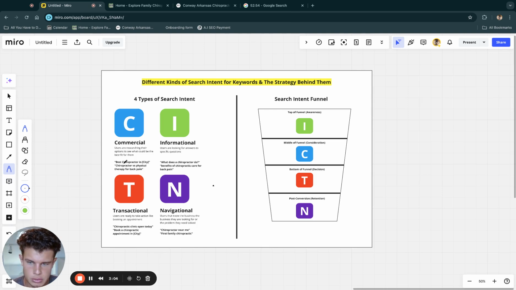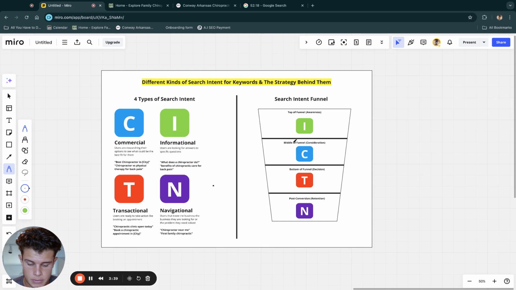So let me just show you what a typical good strategy will look like. So this is our search intent funnel or marketing funnel for our strategy. So at the top of the funnel, we're trying to build awareness. We're trying to let users know in our local area or potential patients know, hey, we're here. So that's where we'll put in informational content. What does a chiropractor do? So we'll create a blog for that. Benefits of chiropractic care for back pain. We'll create a blog for that. This is basically the stage where we build awareness and we let patients know that we're here.